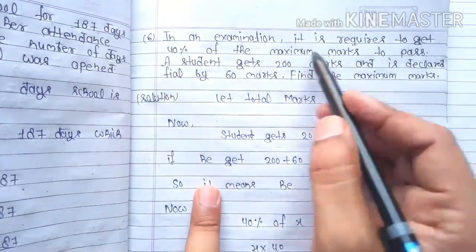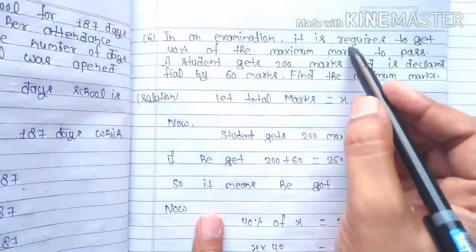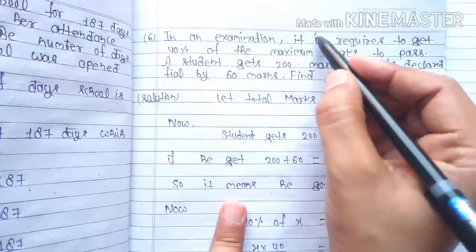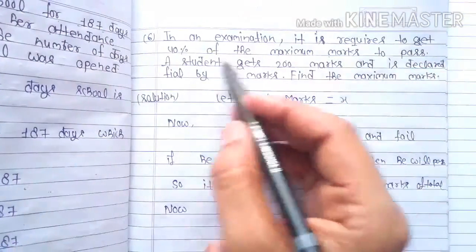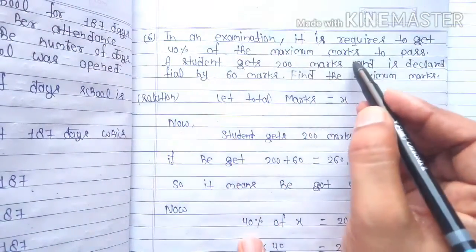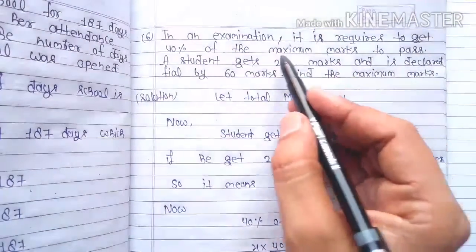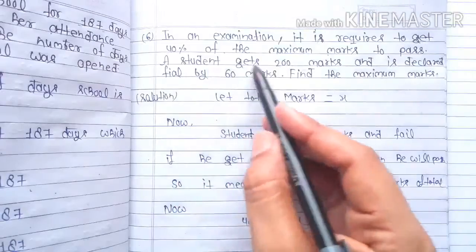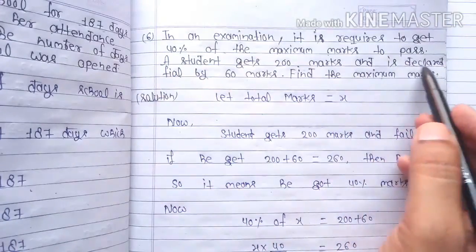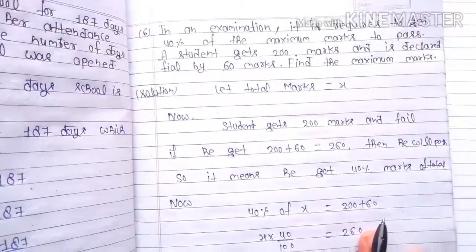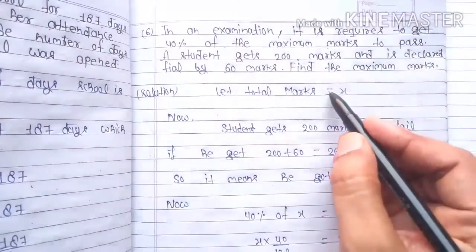The next one is, students, in an examination it is required to get 40% of the maximum marks to pass. Means in an exam, if you want to pass, you must bring 40% marks. A student gets 200 marks and is declared failed by 60 marks. Find the maximum marks. Students, let the total marks be x.